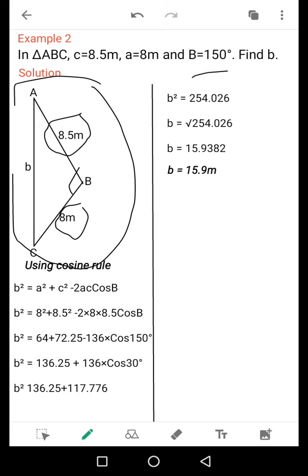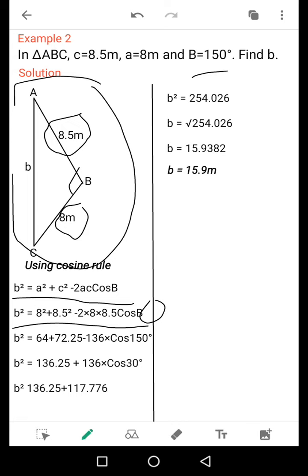Angle B is 150 degrees, because I said for you to make use of cosine rule, you must be given at least two sides and the angle of the side that is not given. So if that is the case, the side that is not given is B, so we make use of this formula: B square equals A square plus C square minus 2AC cos B. So substituting the given value, we have B squared to be equal to 8 squared plus 8.5 squared minus 2 times 8 times 8.5 cos B. Don't forget cos B is the same thing as cos 150 degrees.